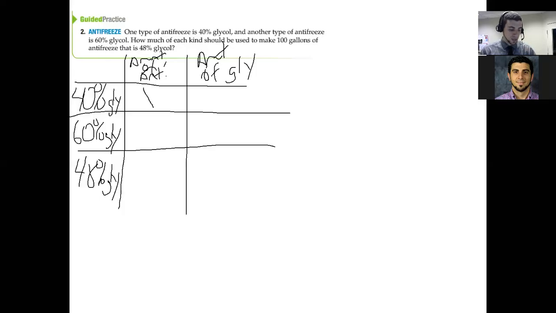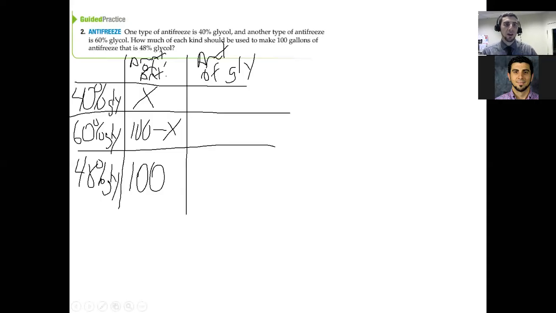So if the 40% glycol solution, how much antifreeze do we need? We don't know, so we call that X. We do know that altogether we want to make 100 gallons of the 48%. So however much of the 40% we need, it's going to take up that much of the 100 gallons. Whatever's left is going to be the amount of 60%. So this is where you do 100 minus X. Now that might have been the sticking point if you had trouble figuring this one out.